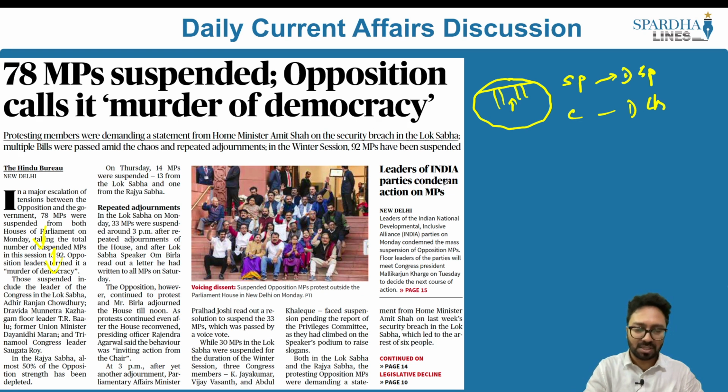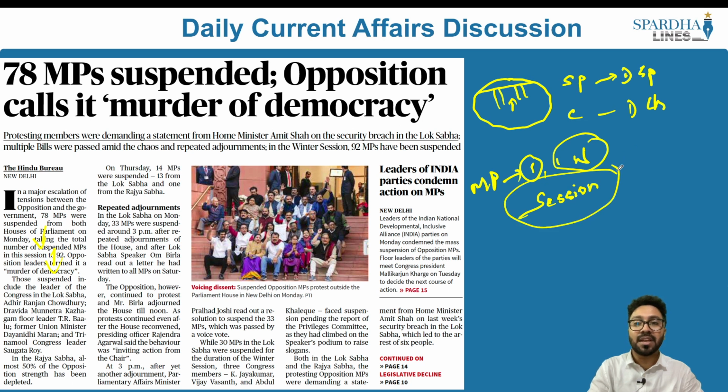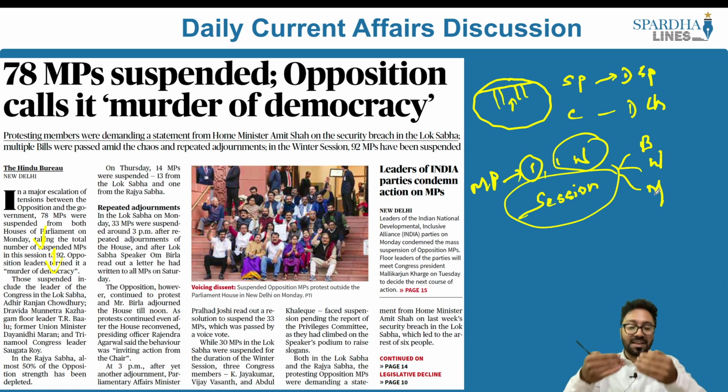What will be the terms of the suspension? Let's say, for example, there is an MP. This MP can be suspended for a day. This MP can be suspended for a week, or generally, at a maximum, this MP can be suspended for the entire session, which means to say we have the monsoon session, we also have the winter session, we also have the budget session. If an MP is not listening to the presiding officer, a warning will be issued. He can be suspended for a day, for a week, or for the entire session, which means it can be the budget session, the winter session, or the monsoon session as well. So for all these three things, he can be suspended.